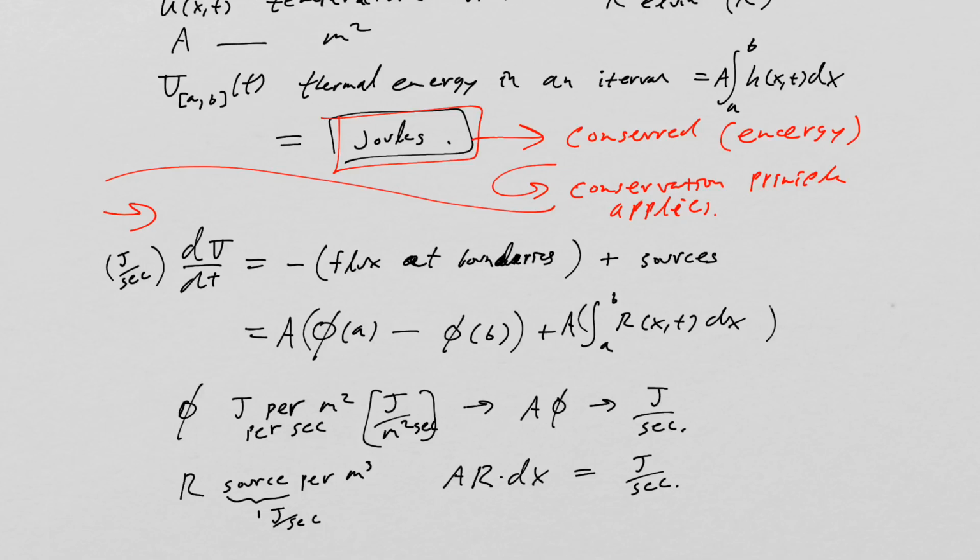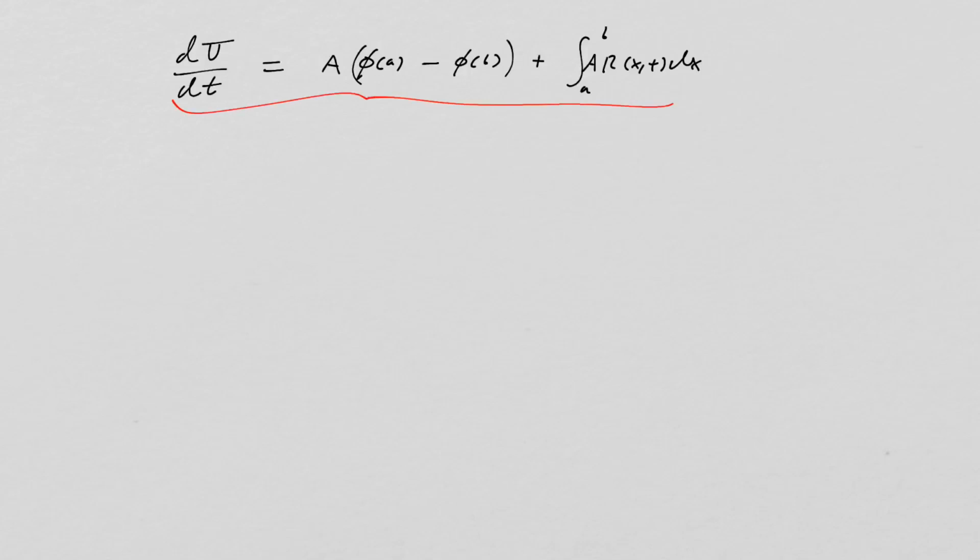Now let's go to the next page and draw out what we had before. du dt is equal to phi of A minus phi of B plus the integral from A to B of R of x comma t dx. But now we're going to put that A everywhere as well. So this is our equation, our conservation principle.